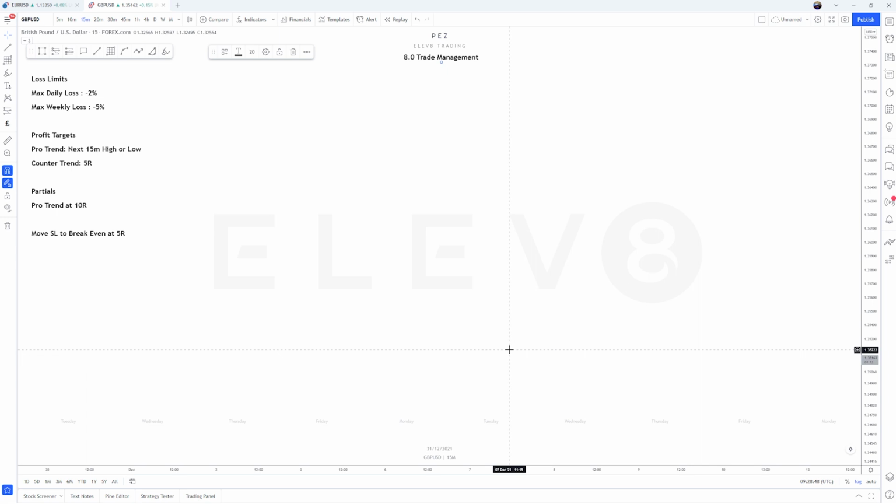So partials, when we're pro trend, I take 50% at 10R. And obviously you can adjust this, you can change it to whatever you like. So 30, 70, 80, whatever suits you. But I do 50% at 10R and leave the rest to run till full TP, which is at the high or low. And then I move my stop loss to break even at 5R. And obviously this is only pro trend because we're only targeting 5R for counter trend.